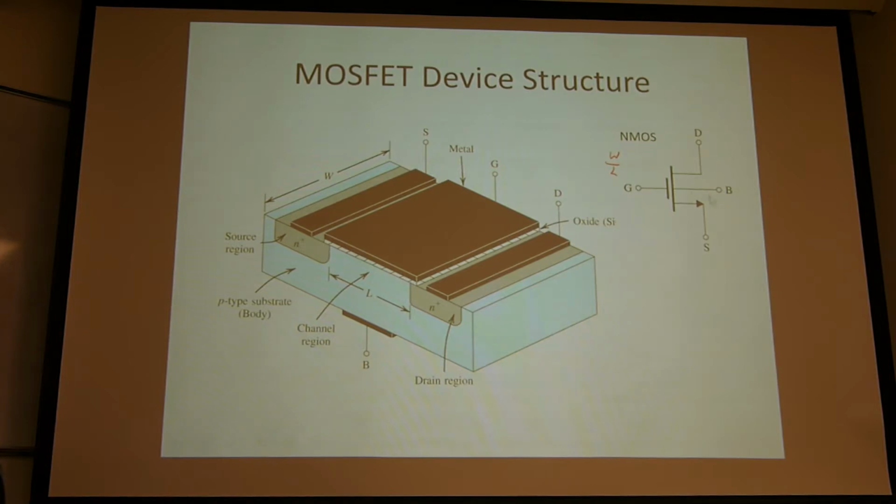So if we draw the circuit symbol, we will have those 4 terminals here, for those 4 contacts. But normally for the NMOS, the body and the source are tied together, and those two are grounded. So the source and the body are typically grounded.